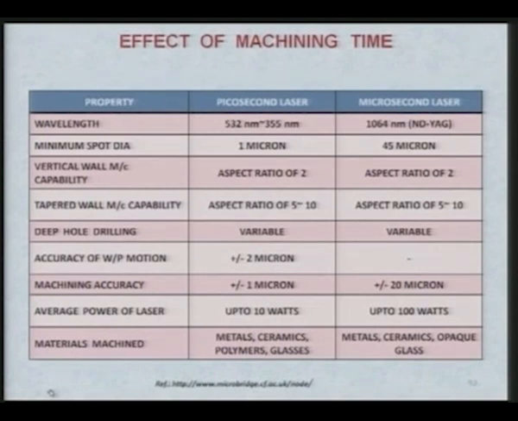Deep hole drilling, accuracy of workpiece motion is plus minus 2 micron in case of picosecond laser, machining accuracy plus minus 1 micron in case of picosecond and plus minus 20 micron in case of microsecond laser. Average power of laser is about 10 watts in case of picosecond laser and 100 watts in case of microsecond laser, and materials machined: metal, ceramics, polymers, glasses etc. in case of picosecond laser, metal, ceramics, opaque glass etc. in case of microsecond laser.